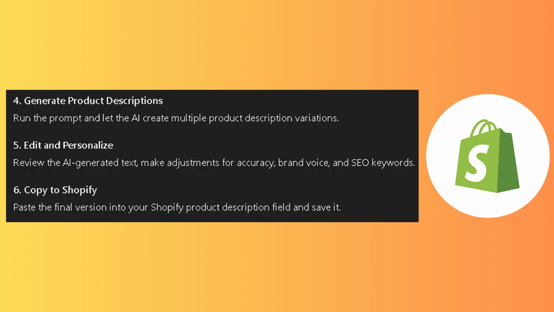Generate product description. Run the prompt and let the AI create multiple product descriptions and different variations for you to pick from. Edit and personalize. Review the AI generated text. Make adjustments for accuracy, brand voice, and SEO keywords.